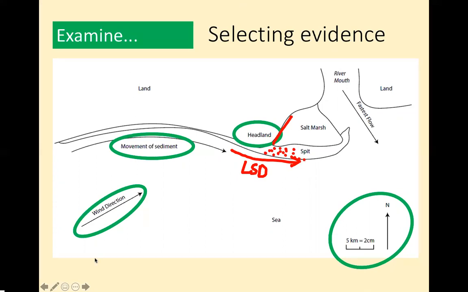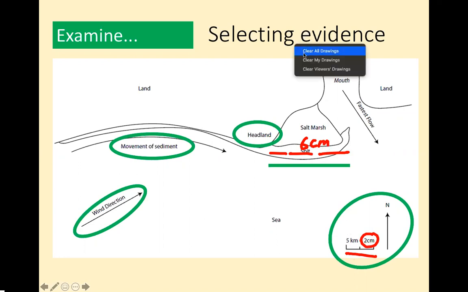Next piece of evidence is the width of the spit. So I would say this is approximately 15 kilometers. However, in the exam, you need to take your ruler, place your ruler on the scale. It already tells you that it's 2 centimeters. So you measure the spit, find out how many centimeters it is. If that was 6 centimeters, then you would times 5 by 3, because there are 3 2s in 6, okay? So therefore it would be 15 kilometers.